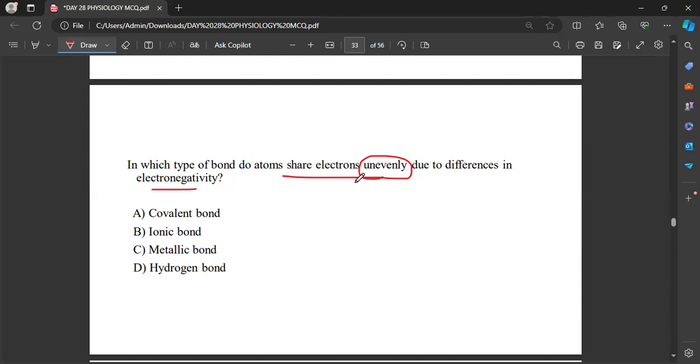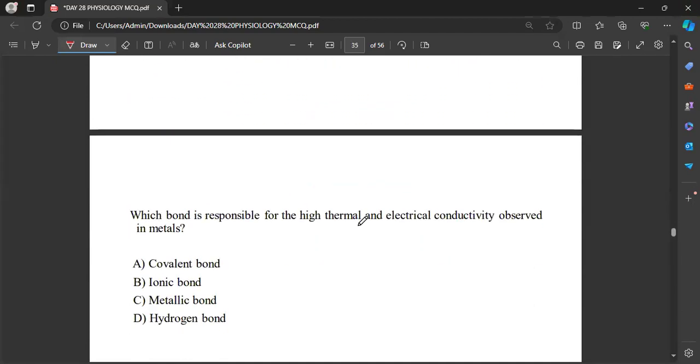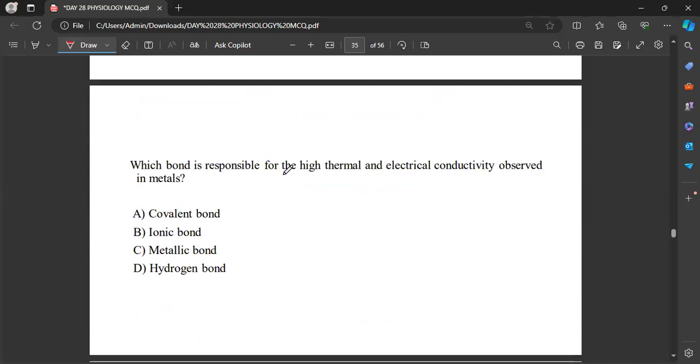See, sharing of electrons unevenly due to differences in electronegativity is the covalent bond. There will be a difference in electronegativity between the bonded atoms. The electrons here are not shared equally. Just remember, the sharing of electrons always deals with the covalent bond. Okay, and which bond is responsible for high thermal and electrical conductivity observed in metals?